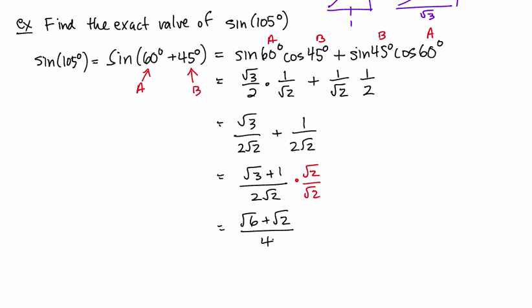Now, you can double check this on the calculator, so you can type in the square root of 6 plus the square root of 2, get an answer, divide it by 4, and see if that's the same as sine 105 degrees. So make sure you're in degrees when you calculate that one, and they should get you the same answer.